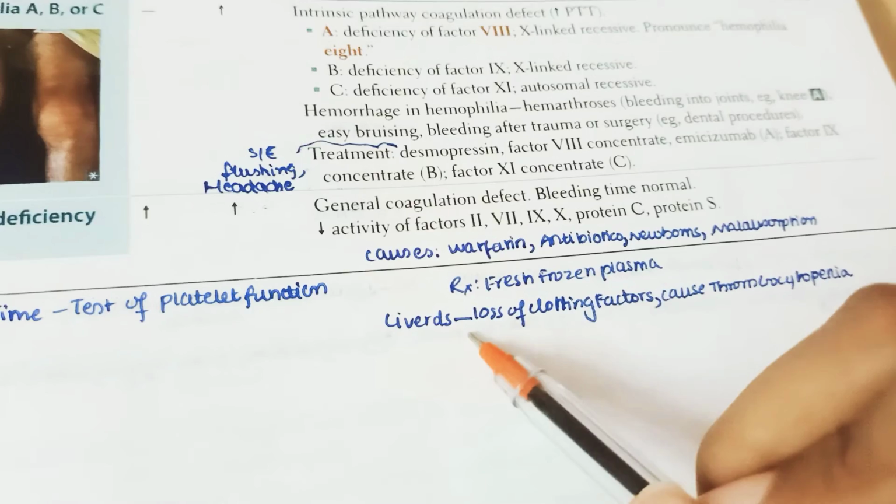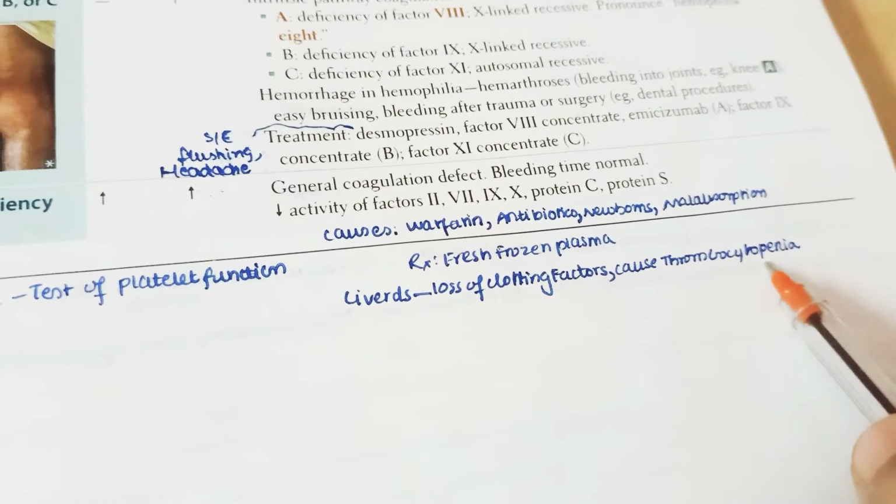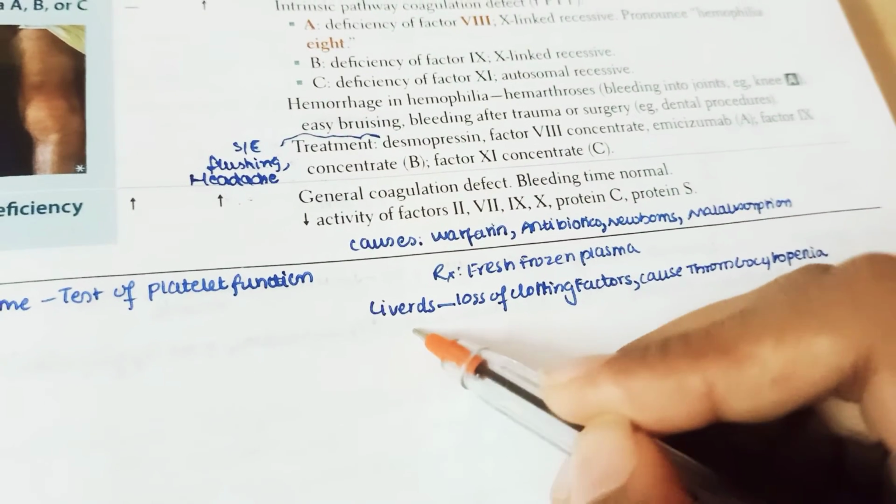Whenever there's liver disease, there's loss of clotting factors, and it may also cause thrombocytopenia. But remember, whenever there is liver disease, factor 8 will still be present.